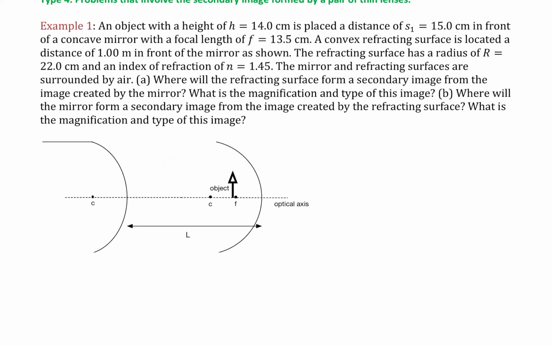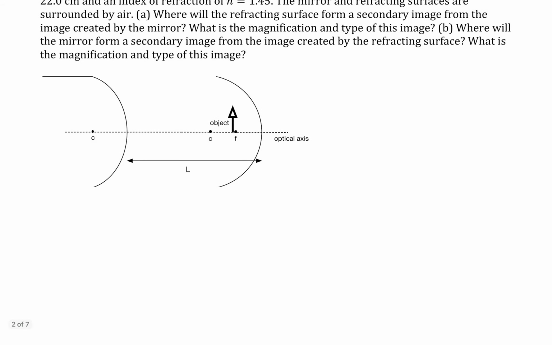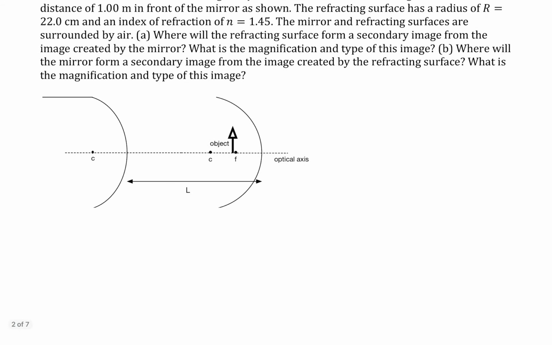In part A, where will the refracting surface form a secondary image from the image created by the mirror? What is the magnification and type of this image? And then in part B, we're going to go the other way and say, where will the mirror form a secondary image from the image created by the refracting surface? So we'll have 2 cases of secondary images depending on where we start. And what is the magnification and type of this image in part B? So, let's look at part A, the secondary image formed by the refracting surface.